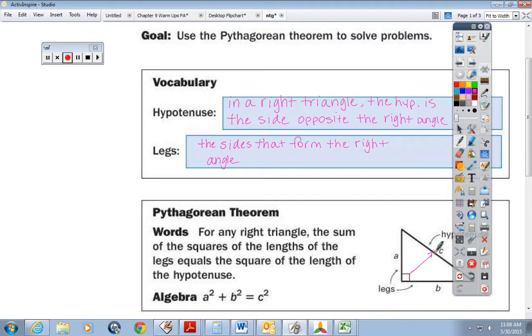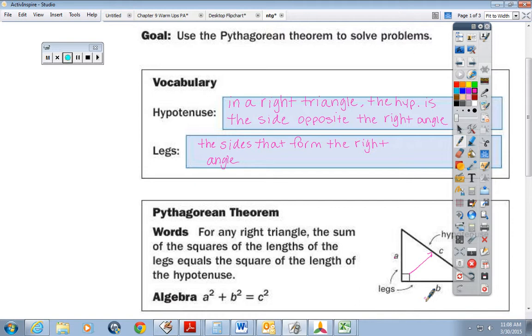Now, in the formula, it doesn't matter which one is A and B. You could make this one A and you could make this one B. What does always matter is that C, the variable C, will always be referred to as the hypotenuse. So it doesn't matter which one you label A and B, but it does matter which one you label C.